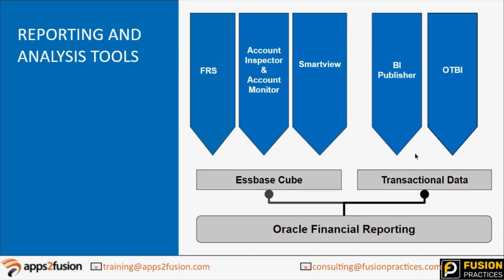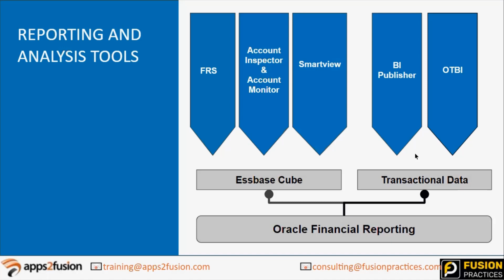Now, moving ahead with the types of reporting tools and the respective data sources that they are going to use, I have created this picture to depict what kind of data sources these reporting tools follow. So we have Oracle Financial Reporting, which has our OBIEE platform. This Oracle Financial Reporting box that you see here, let's consider that as the OBIEE platform. On top of that, we have Essbase Cube and transactional data. These two are the different kinds of data sources that we have in Oracle Fusion.